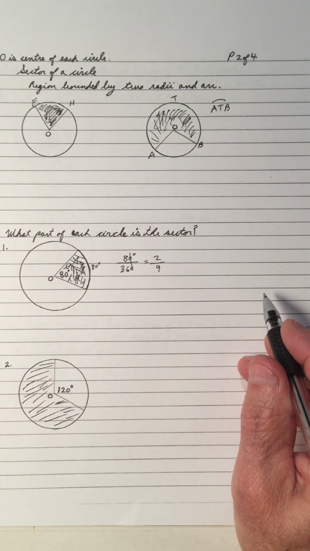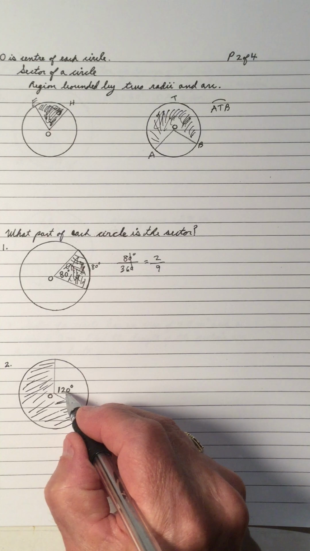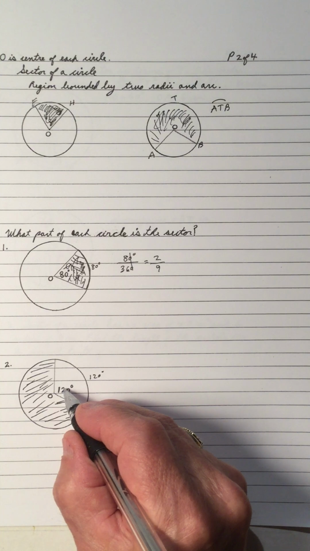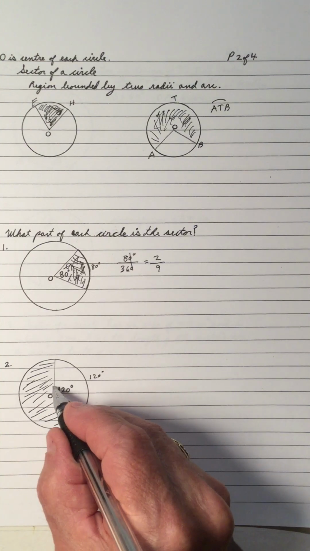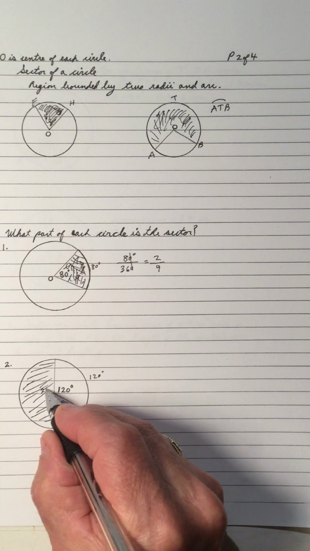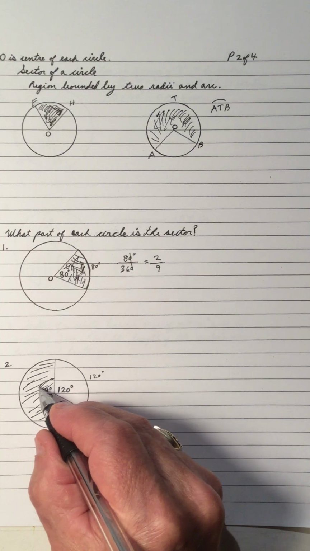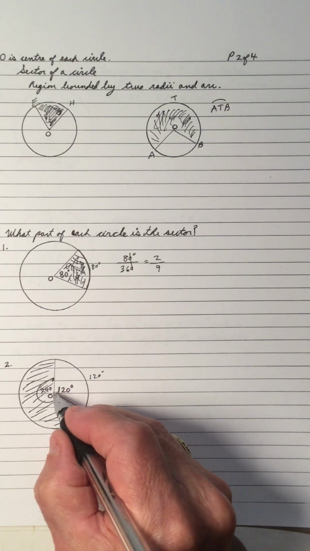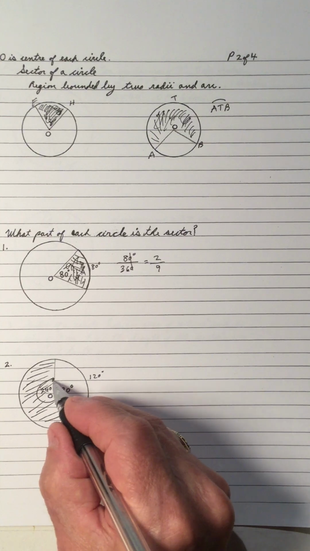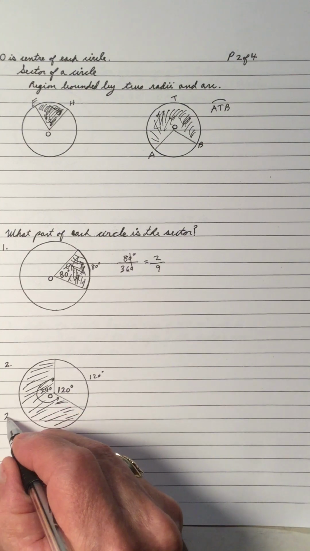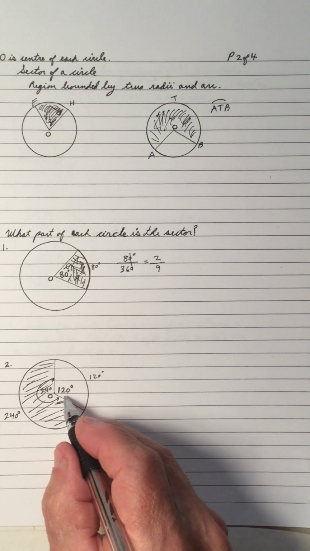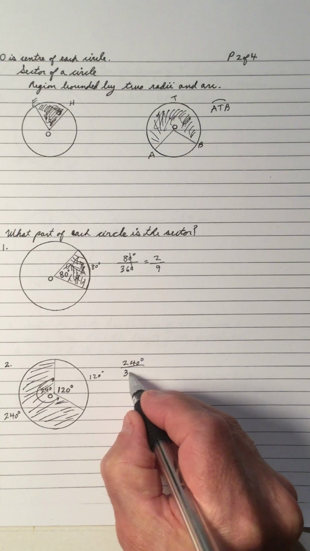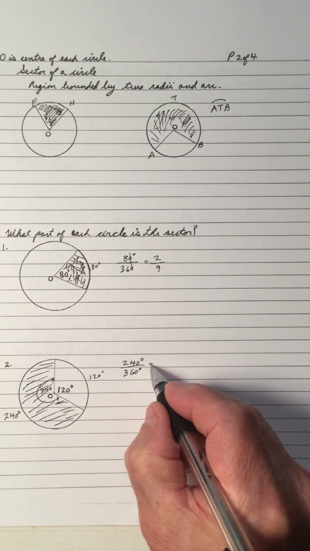And we have another sector here, and this arc here is 120 degrees, the same as the central angle. So that means that this angle here is 240 degrees, because it's 360 degrees around this point as one rotation. So that means this arc is 240 degrees. So the central angle is 240 degrees, and that's what part of the total rotation.